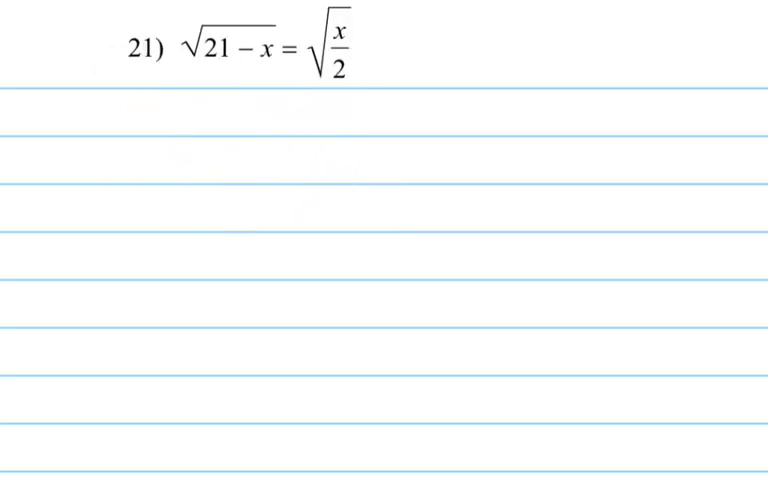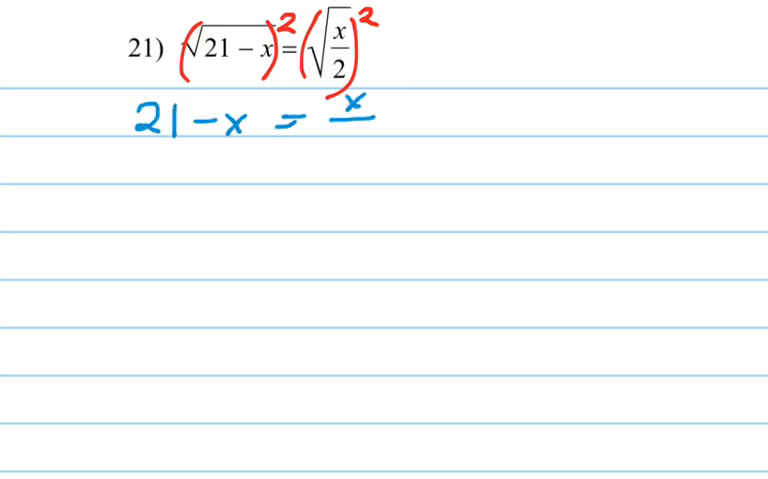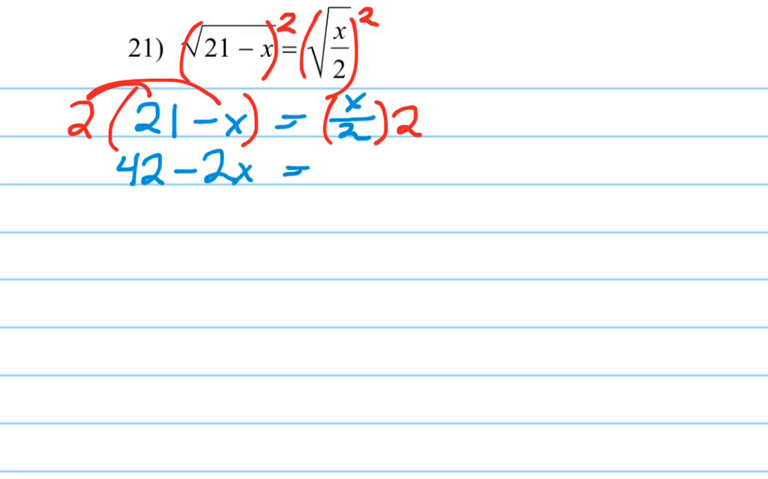Again, we have a square root equals square root. So I get to start with a step of squaring. And so I end up with 21 minus x is equal to x divided by 2. Well, I don't like to work with fractions, so if I can ever avoid it, I will always try to cancel out my fraction as the first thing. So I am going to multiply by 2 on both sides. And on the left-hand side, that means I need to distribute it to each part. So 42 minus 2x is equal to x over 2 times 2 over 1, which is just x.